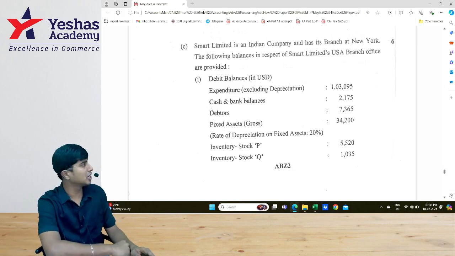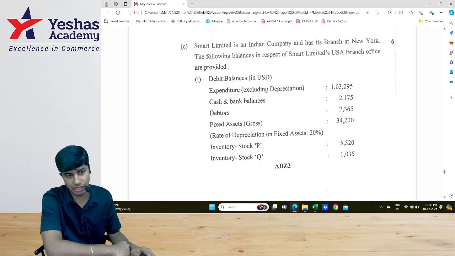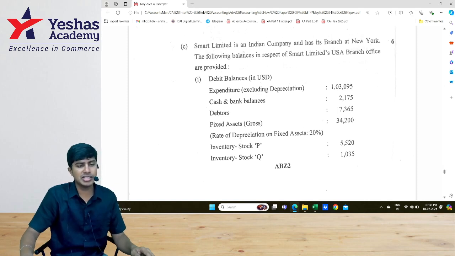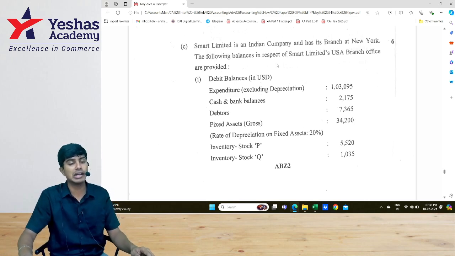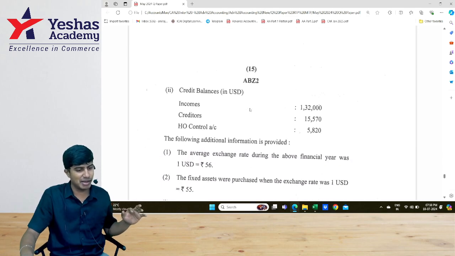Let's now solve question number 6C from our May 2024 CA Intermediate Examination. This question is on branch accounting. Smart Limited is an Indian company and has its branch at New York. The following balances in respect of Smart Limited's USA branch are made available. This is like a trial balance but not exactly a trial balance.